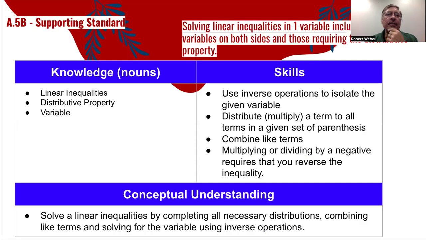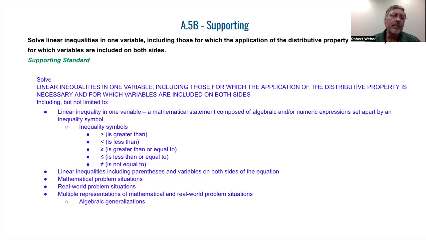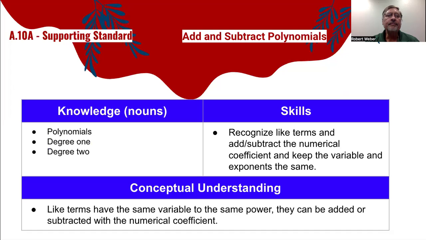A5B, you can see, is also a supporting standard. Again, it's also solving equations when the variable is on both sides of the equation. These are linear inequalities, including those with variables on both sides requiring distributive property. A5B, you can see, is listed there, a little bit more information. A5B, as far as the most recent tested question, was 2018. Again, I do not have access to 2024 yet, but when I do, I will update this slide deck.